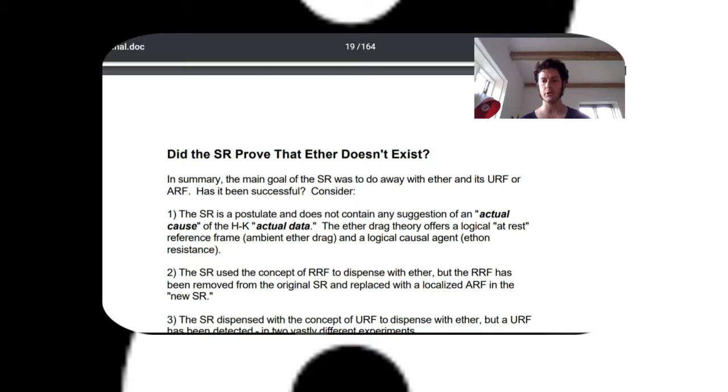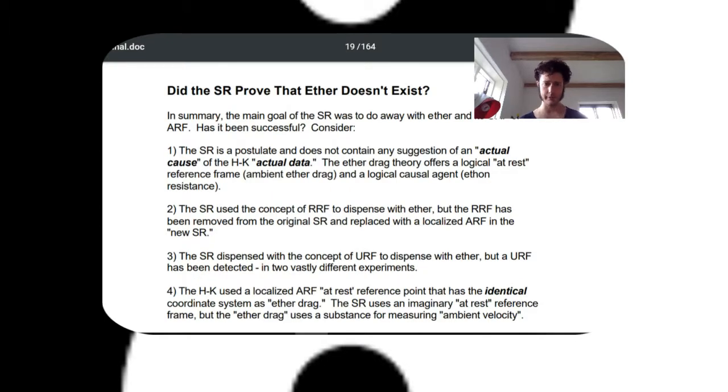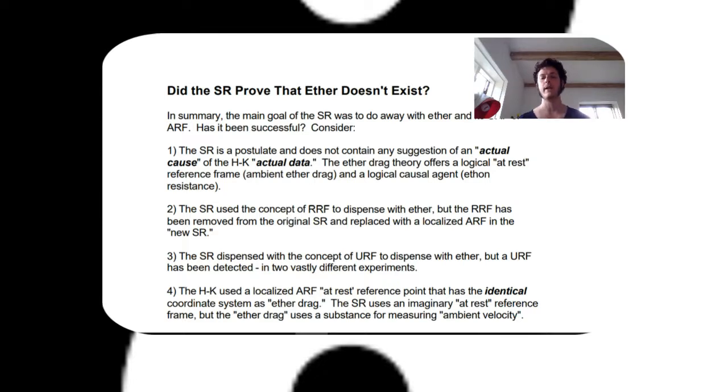The ether drag theory offers a logical at-rest reference frame, ambient ether drag, and a logical causal agent, ethon resistance. Number 2, consider the special relativity used the concept of relative reference frames to dispense with the ether, but the relative reference frames has been removed from the original special relativity and replaced with the localized absolute reference frame in the new special relativity.